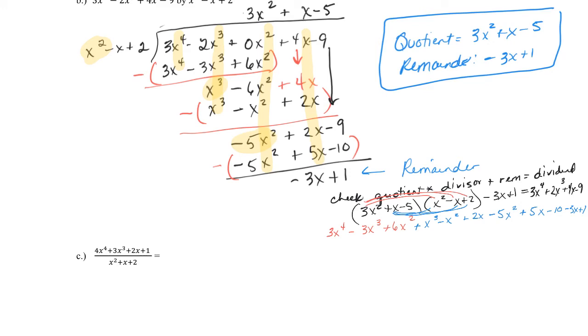Okay, combine like terms. This is 3x to the 4th, negative 3x cubed, positive x cubed. So that'll be negative 2x cubed. 6x squared minus 5x squared, oops, I skipped one, minus x squared, so 0x squared, so I don't even need that. 2x plus 5x is 7x, minus 3x is 4x, and then negative 10 plus 1 is negative 9.